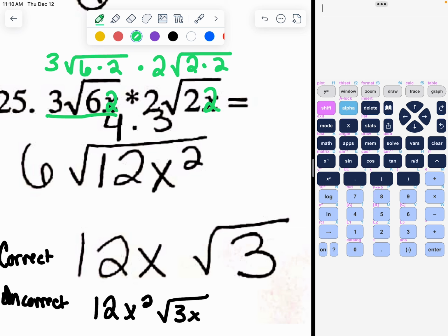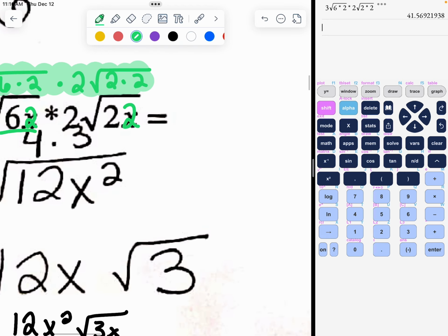Now please come over to my calculator screen. I'm going to type this teal highlight into my calculator and get a very random decimal. So it's 3 square root of 6 times 2, and then a times symbol with a 2 and a square root of 2 times 2. I get a very odd looking decimal of 41.5569, and it just continues on.